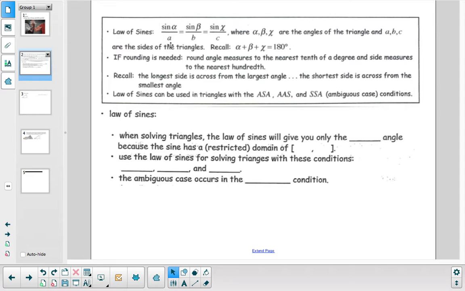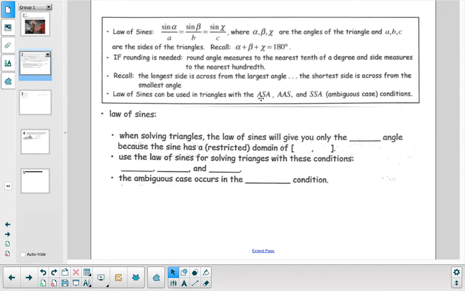There's also law of cosines, which we'll get into a couple days from now. But there are three cases of law of sines: angle side angle, angle angle side, and side side angle. This last one is the case that we'll talk about more tomorrow. There's just more things to think about as you do this.